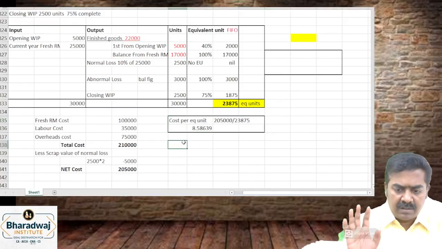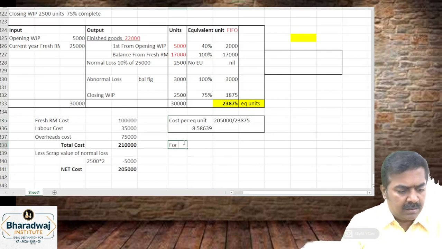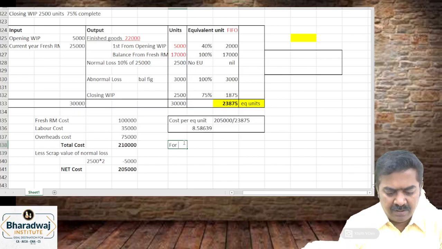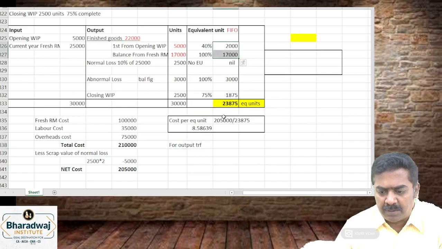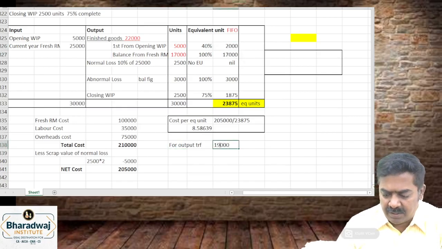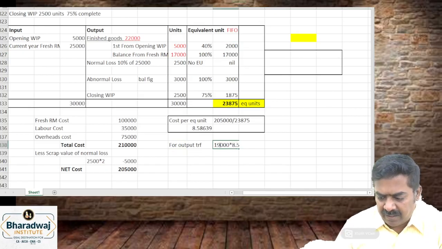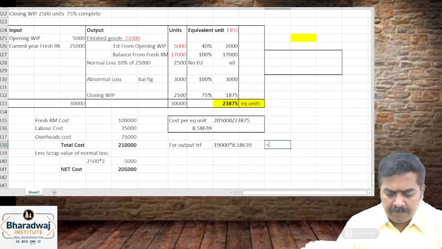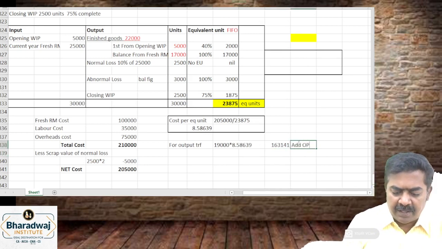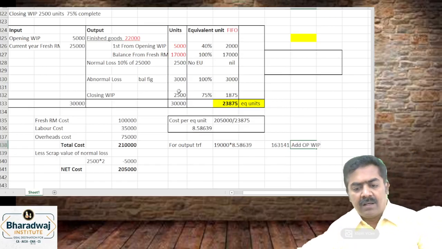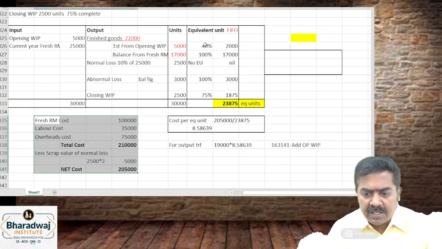How to assign the cost? We will see. For output transferred, how many equivalent units? 2,000 plus 17,000, 19,000 into 8.58639. This is the current year cost. With this, we have to add opening WIP. Please understand, all these are current year cost. All these are current year completion.